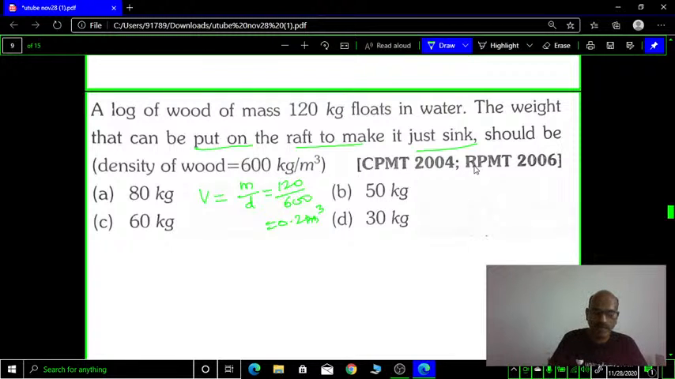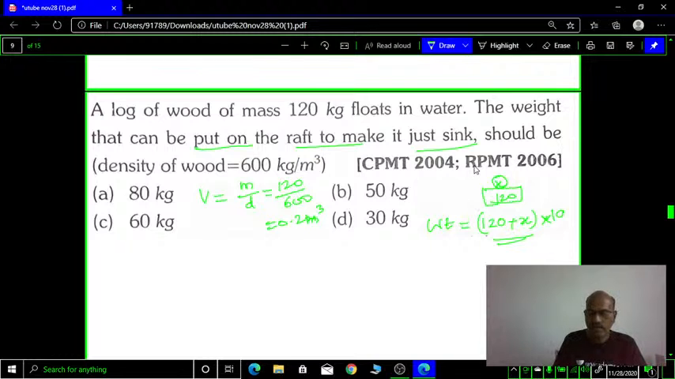On the wood we are keeping, let x be the weight that can be put on the log of wood. The weight of the body is the log's 120 plus the additional x that you are keeping. Weight equals m g, where m is 120 plus x. Weight equals m into g. Here g is 10 newton, take it, that's it.